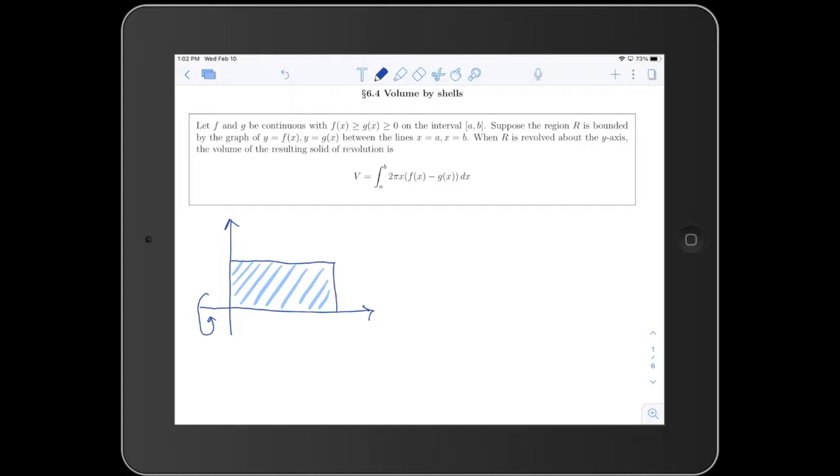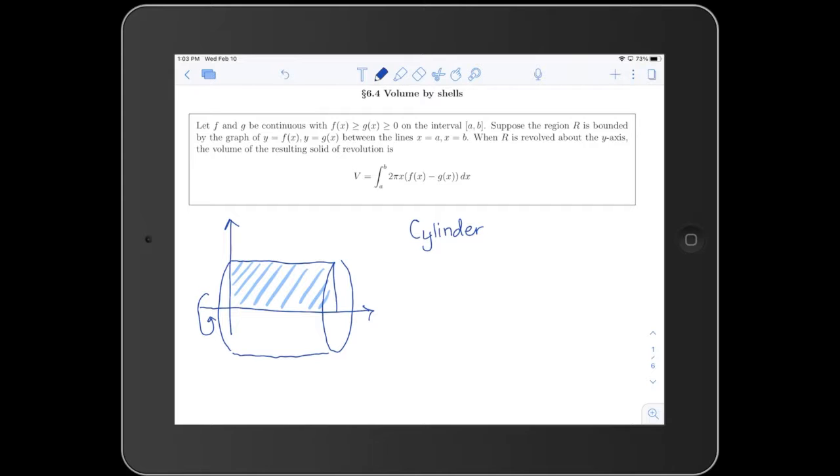Now you can visualize this fairly easily. What you're going to generate is a cylinder. If we do this, we get this solid, that's a cylinder. We actually know how to compute the volume of a cylinder from geometry class. We know how to do that. But this is calculus, so we're computing things a little bit differently.